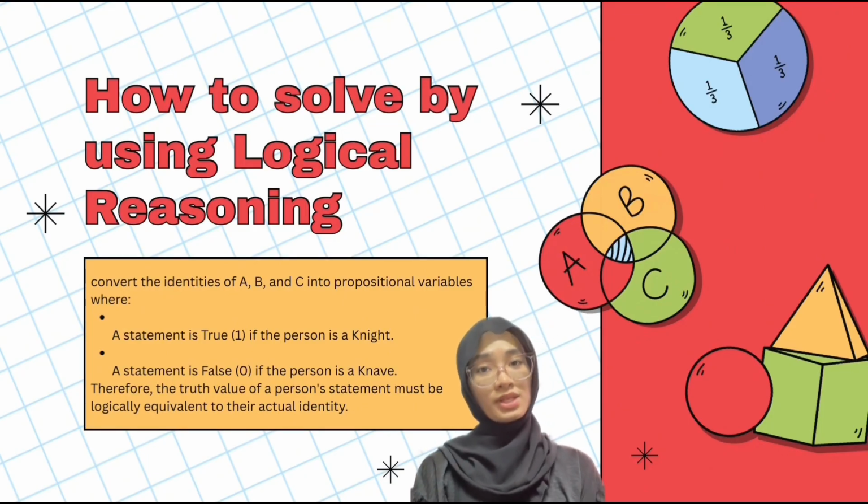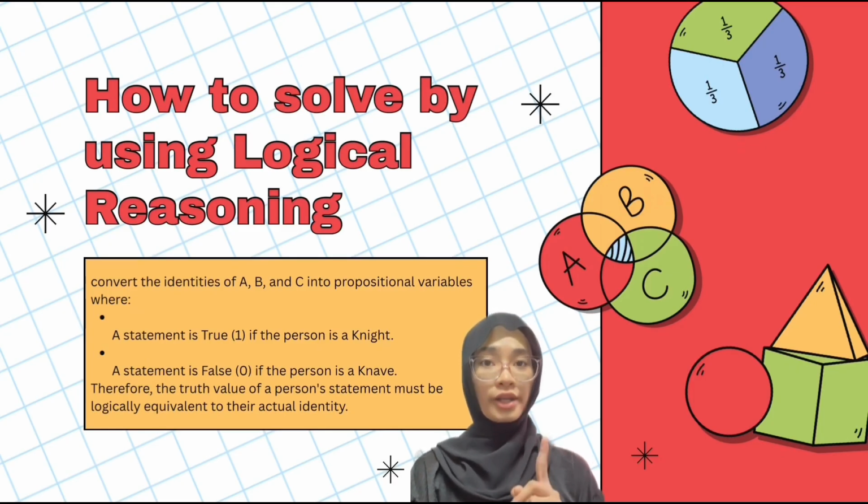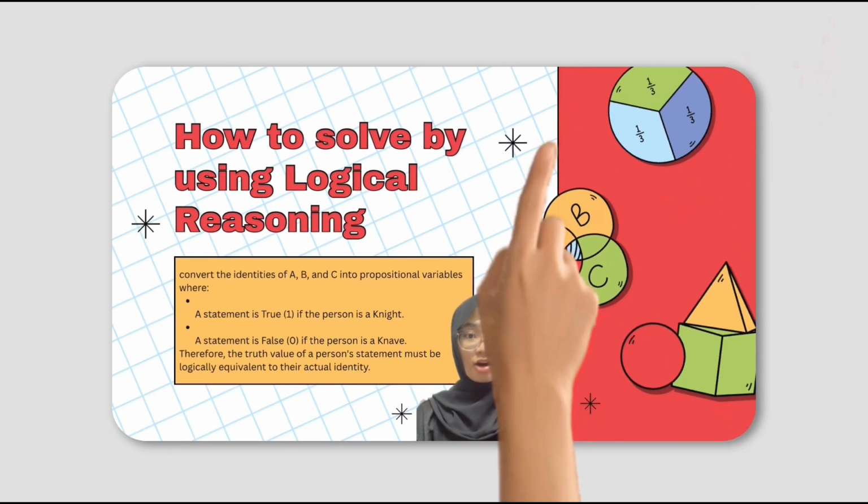To make the problem easier to solve, we convert each person's identity into logical variables. If a person is a knight, we represent it with the value 1, which means true. If a person is a knave, we represent it with the value 0, which means false. Since knights always tell the truth and knaves always lie, the truth value of each statement must match the person's identity. This allows us to use logical reasoning instead of guessing.